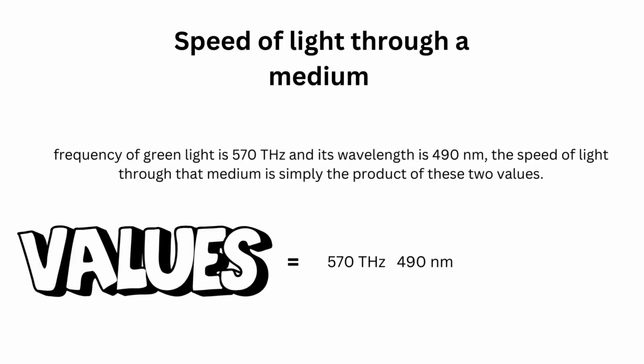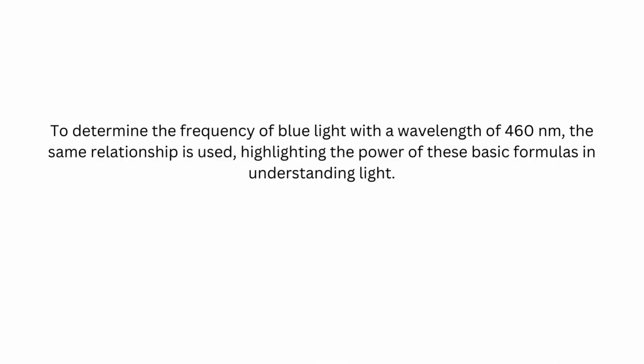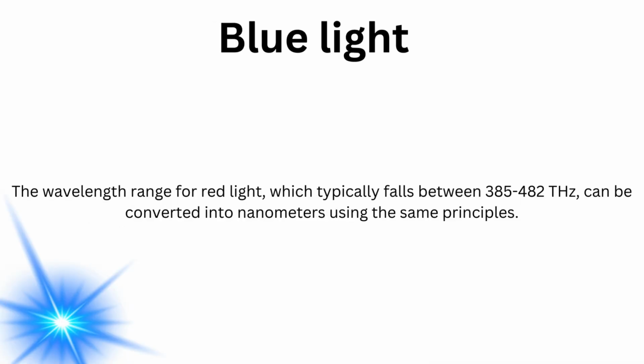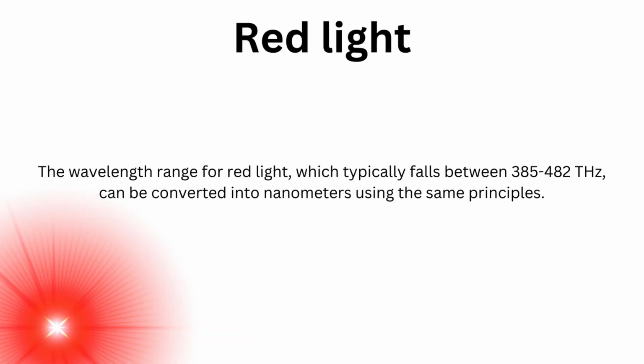Calculations. The speed of light through a medium can be calculated using the given frequency and wavelength. For instance, if the frequency of green light is 570 THz and its wavelength is 490 nanometers, the speed of light through that medium is simply the product of these two values. To determine the frequency of blue light with a wavelength of 460 nanometers, the same relationship is used, highlighting the power of these basic formulas in understanding light. The wavelength range for red light, which typically falls between 385 and 482 THz, can be converted into nanometers using the same principles.